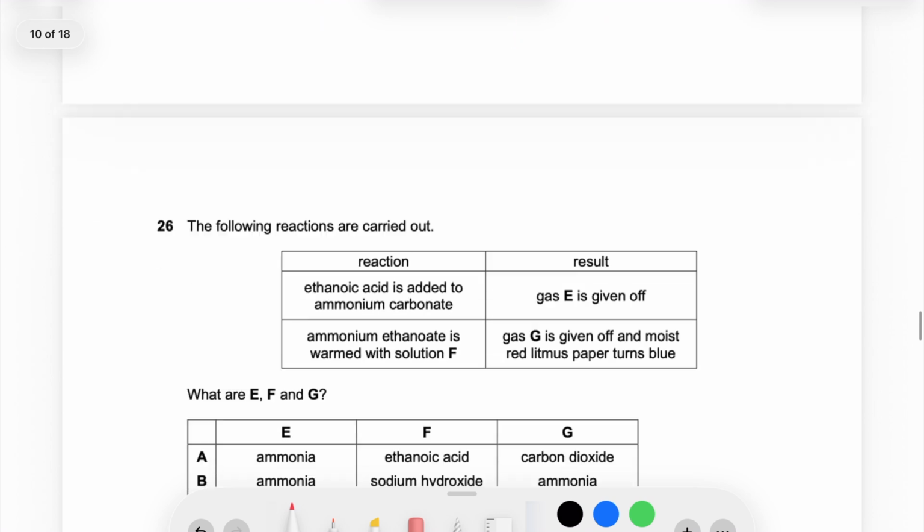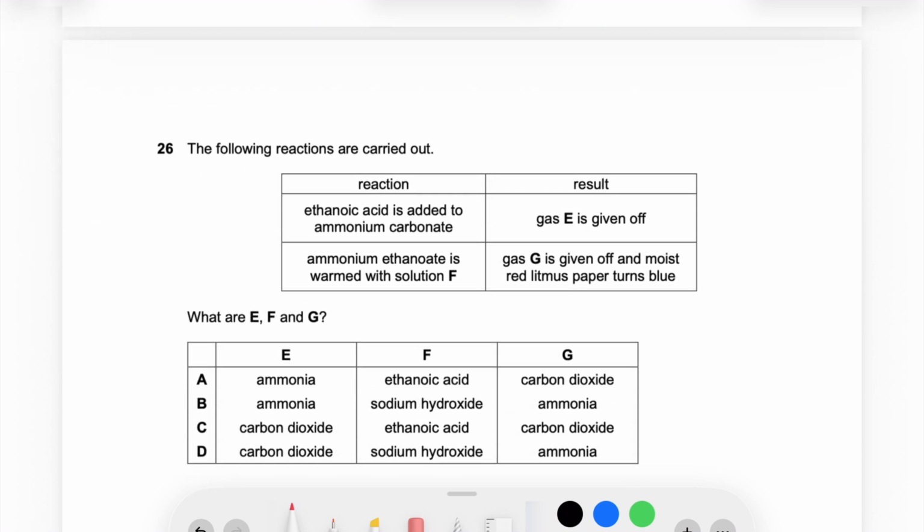Okay, moving on, 26. So this one, what are E, F, and G? Ethanoic acid reacts with ammonium carbonate. Okay, so acid and carbonate will give you CO2 gas. Ammonium ethanoate is warmed with solution F. The gas turns moist red litmus paper blue, so this is your ammonia gas. So this must be alkaline. Only alkalis react with ammonium salts to give you ammonia gas. So G is ammonia gas, and it's alkaline. Okay, so only D makes sense. So this is under bases.